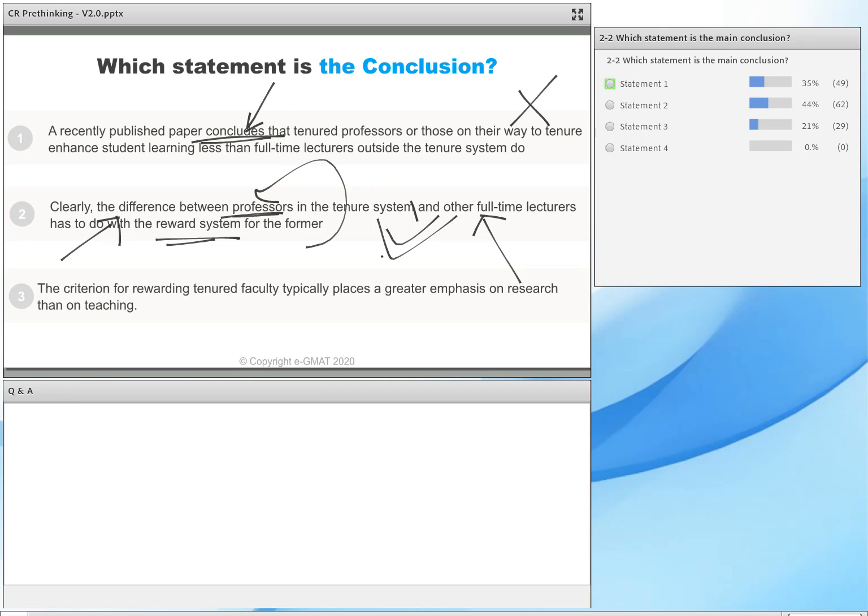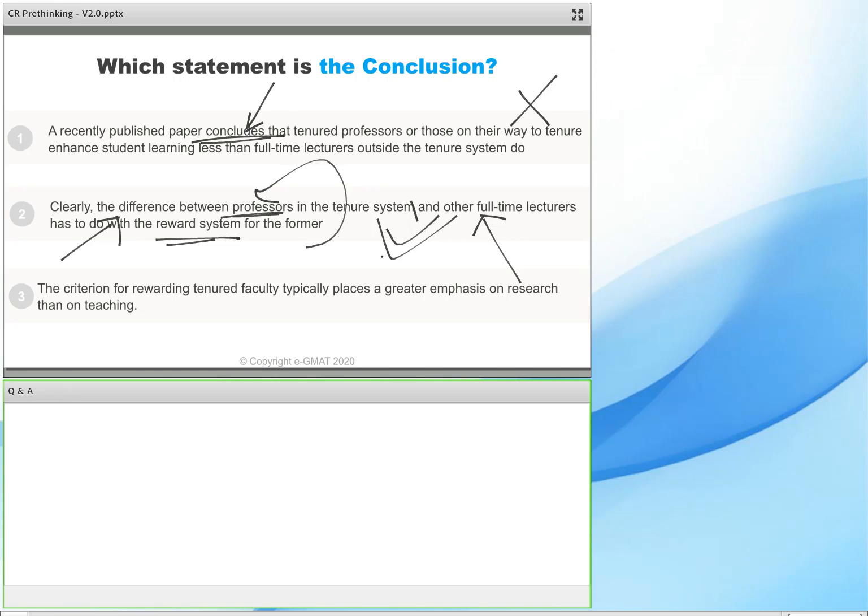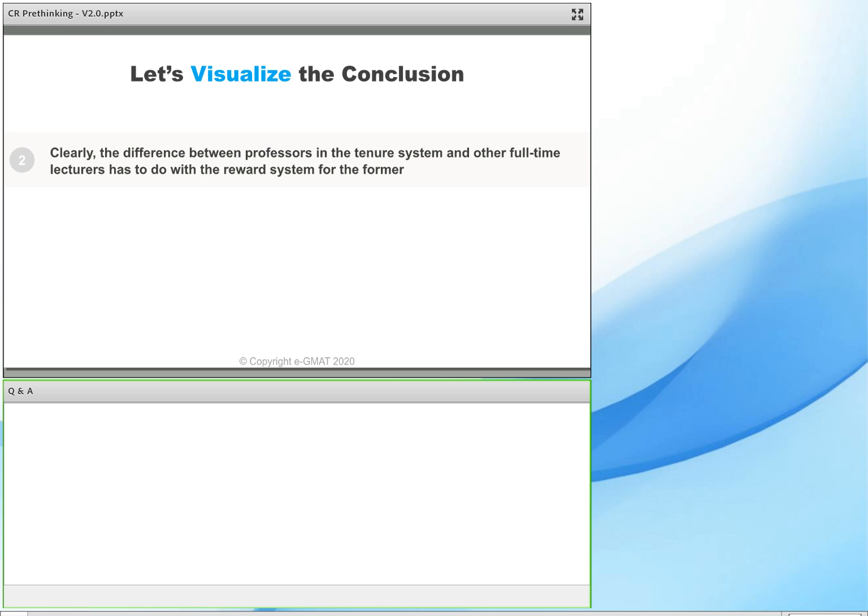And you can see as you do this exercise, it really starts to expose gaps in your understanding. If you can't figure out which statement is the main conclusion, you won't be able to pre-think. That's just the fundamental step in any argument-based question. Let's identify the main conclusion. Now let's visualize. We've identified what the main conclusion is. Let's visualize this main conclusion.